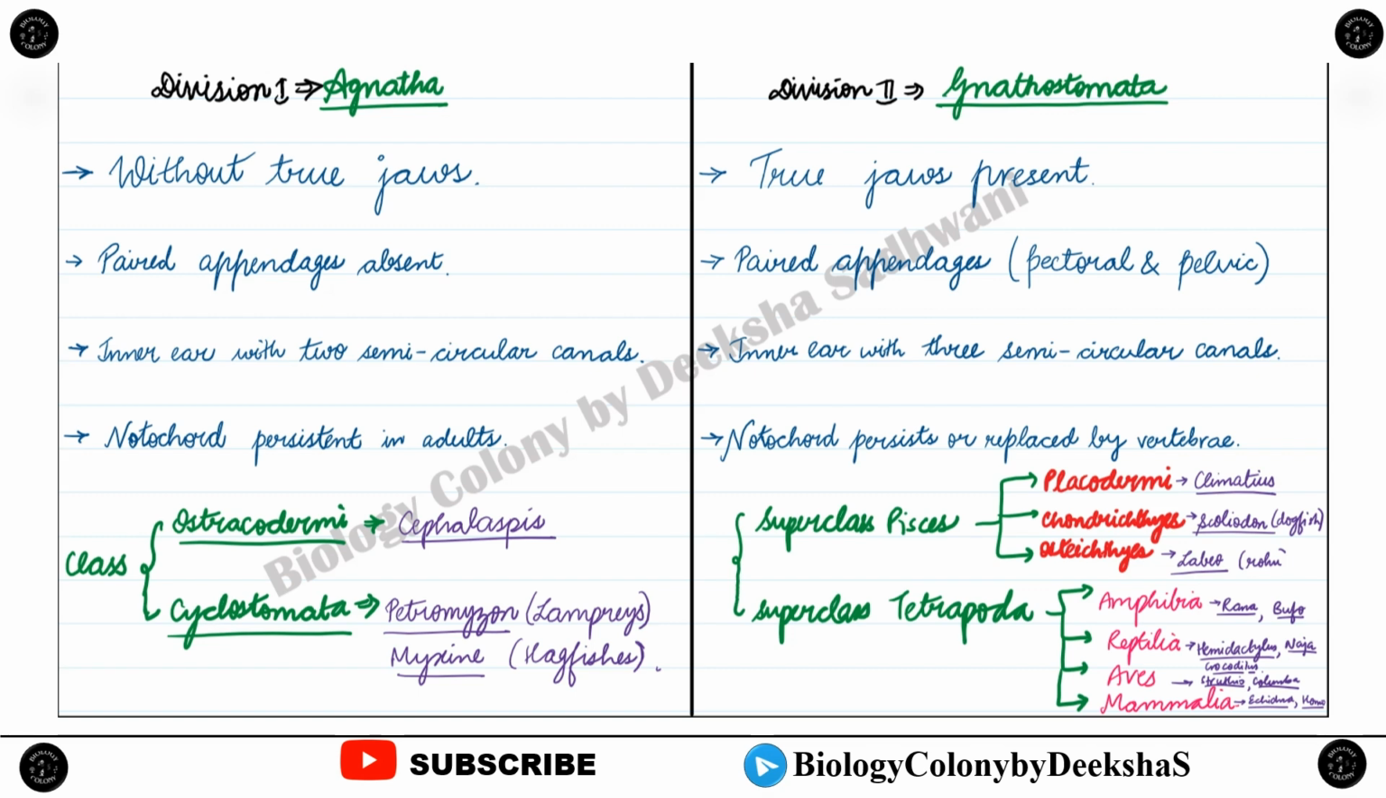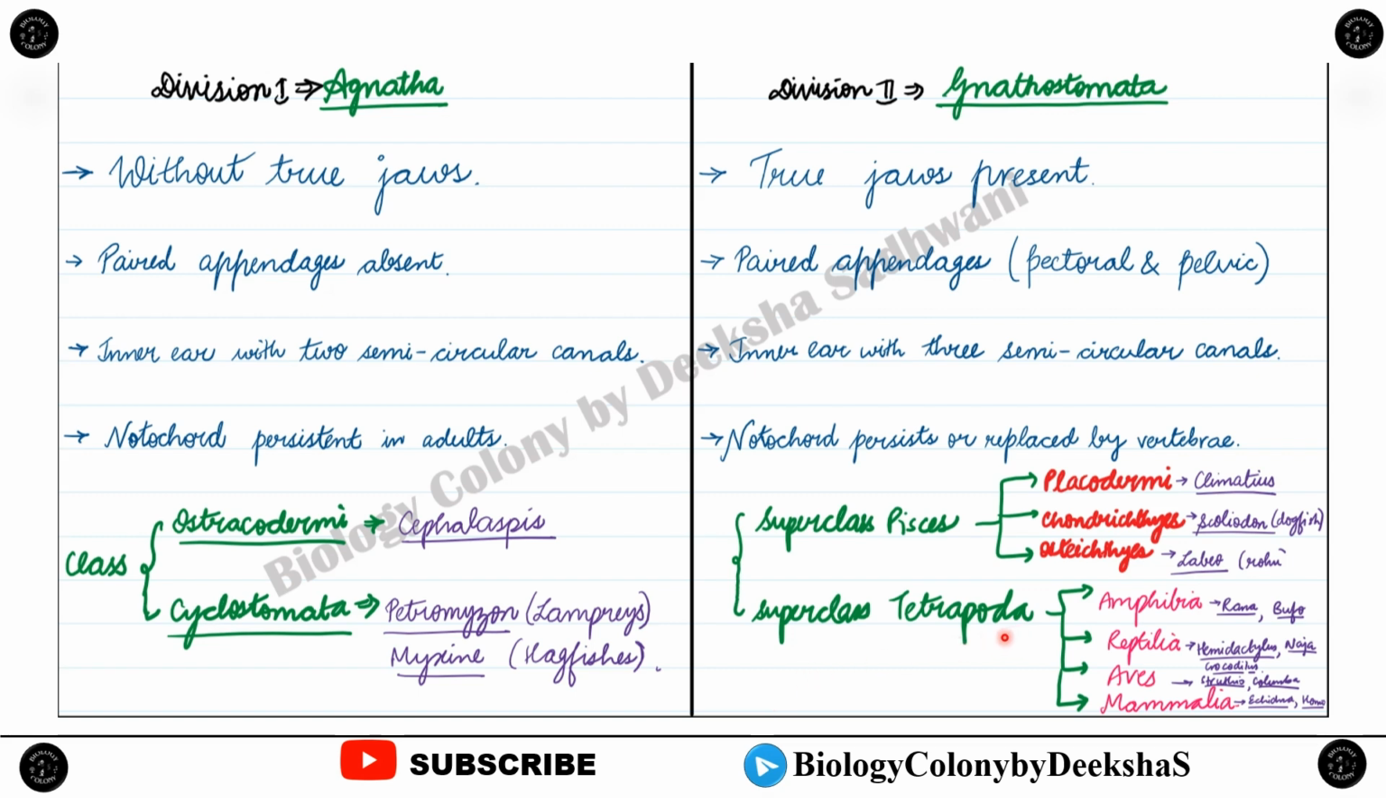Agnatha are further divided into two classes, that is Ostracodermi. One model example can be Cephalaspis. Then we have Cyclostomata. They have Petromyzon that are lampreys and Myxine that are hagfishes. Gnathostomata are divided into two superclasses, that is Pisces, which is further divided into three classes: Placodermi, Chondrichthyes, and Osteichthyes. Placodermi have Climatius, Chondrichthyes have Scoliodon or dogfish, Osteichthyes have Labeo or Rohu.